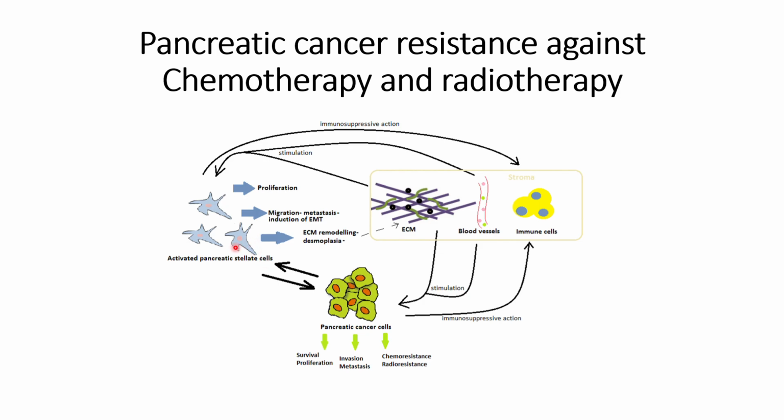The stellate cells in the pancreas help in the formation of ECM, that is extracellular matrix, that surrounds the pancreatic cells. However, when the pancreatic cancer cells are present, they will try to induce or activate the pancreatic stellate cells to form more fibrotic-like ECM.